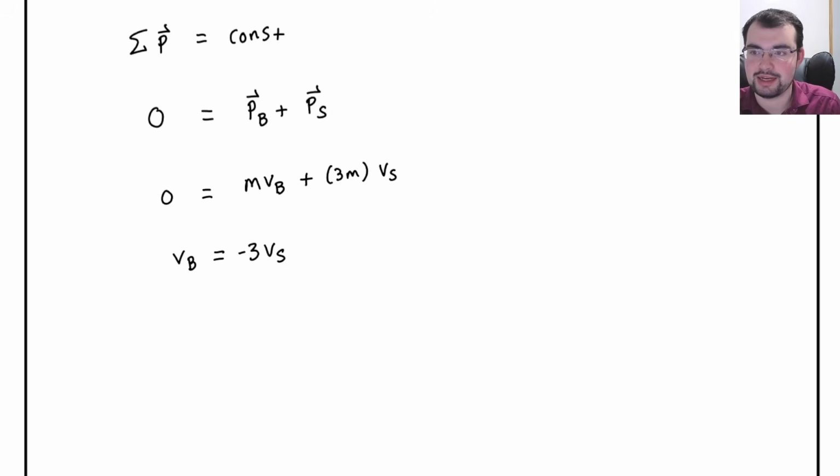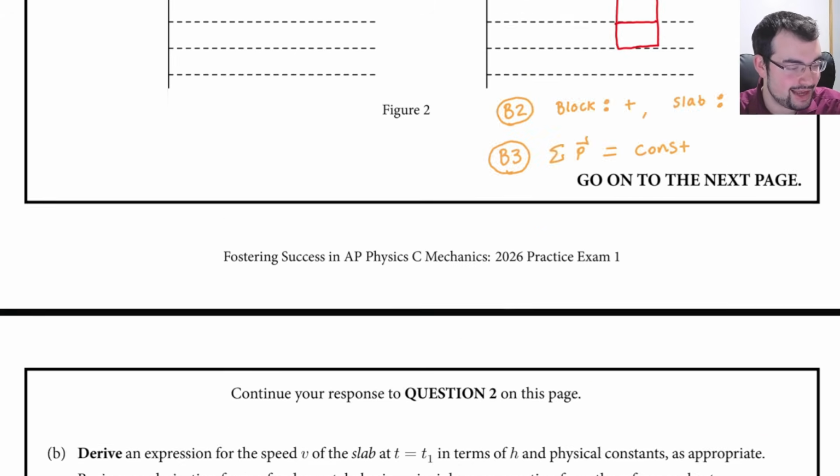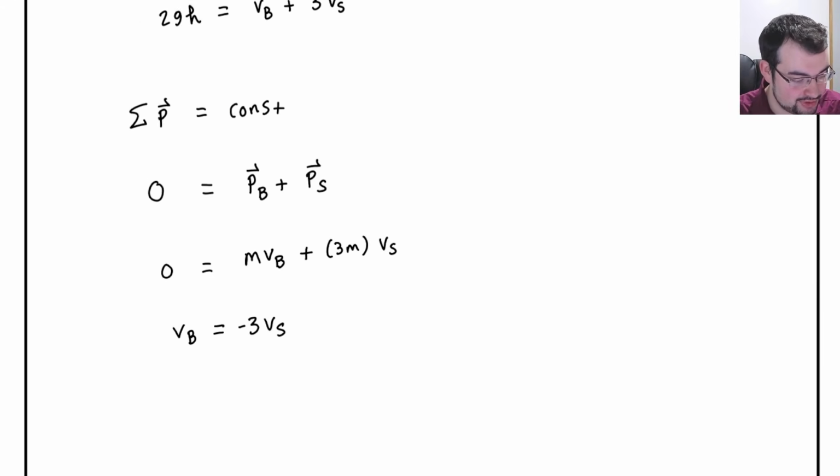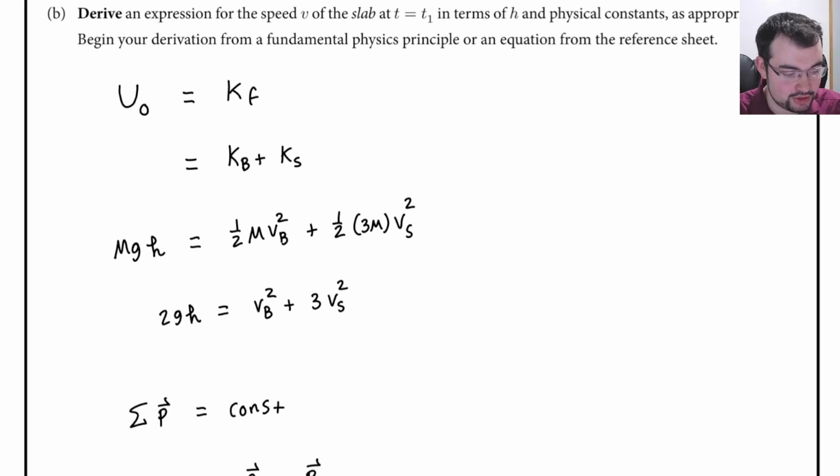Which makes sense, right? Because if these both have to cancel their momenta to ensure that we have 0 net momentum, the block has to be moving at triple the speed to cancel the slab's momentum, because it has triple the mass. So now we just go on a plug and chug exercise.